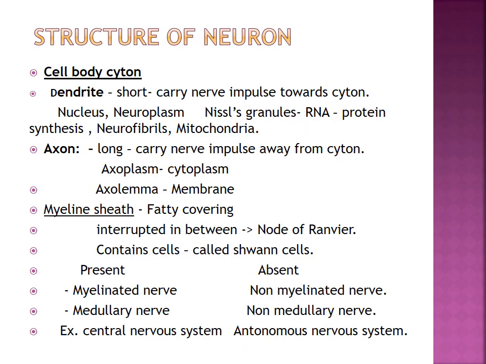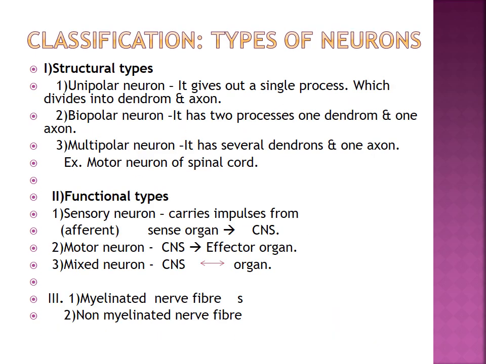Here also you can see the cell body, then the short fibers are dendrites, and the long fiber is the axon. The cytoplasm present in the axon is axoplasm, and the membrane is called axolemma, and the myelin sheath, that is the fatty covering, is there. The myelinated fibers are present in the central nervous system, and non-myelinated fibers are present in the autonomous nervous system. Now we will see the classification of the neurons.